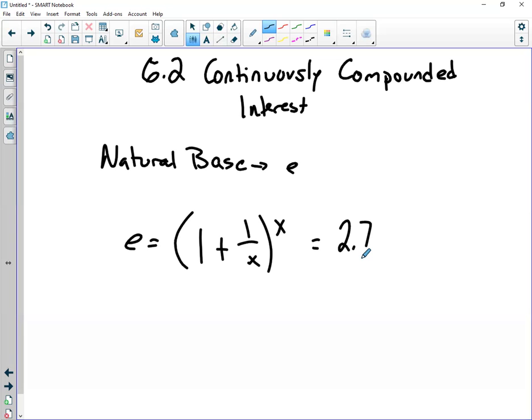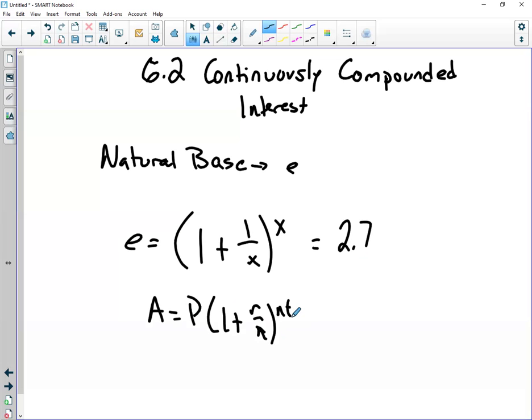Okay? What you can kind of see, though, as you look at this, is the reason that this is going to be introduced into our formulas that we're going to be using today is this stuff in parentheses looks very similar to one of the things that we did yesterday, right? Yesterday, you remember we had the formula A equals P times 1 plus R over N to the NT power. That looks pretty similar, right? That's why we're going to end up using E.